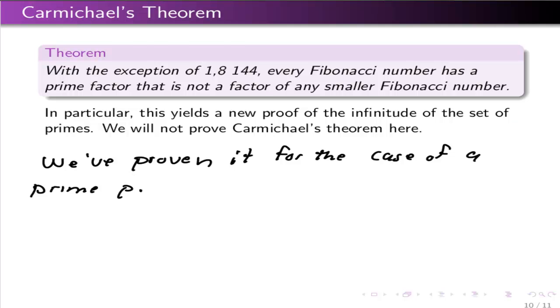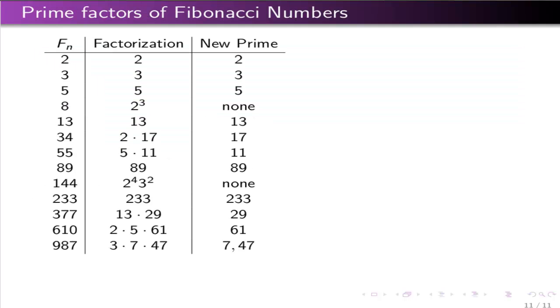But let's take a look at the data. So here are the prime factors of the first few Fibonacci numbers, 2, 3, 5, 8, 13, 34, and so on. I give the factorization into products of primes, and then notice each Fibonacci number should have a new prime factor. So 2, 3, 5, 8 is the exception, 13, 17, 11, 89, 144 is the other exception. And so after we are past these two exceptions, we should find new primes for every Fibonacci number.